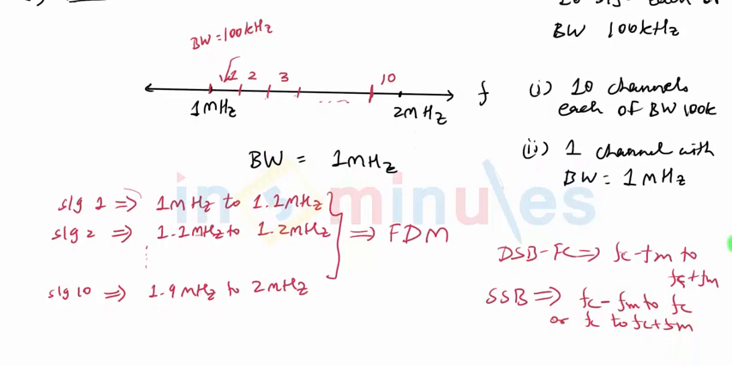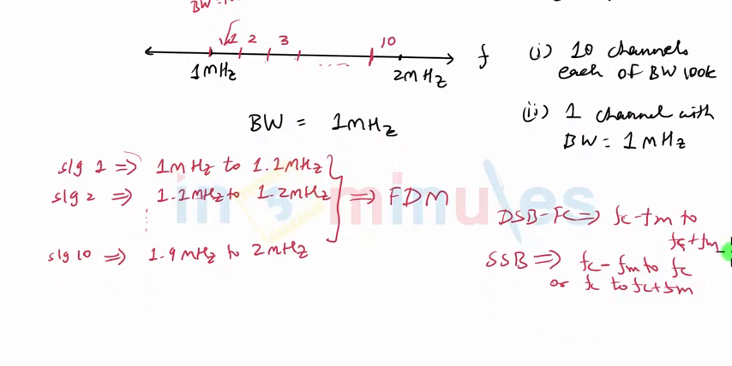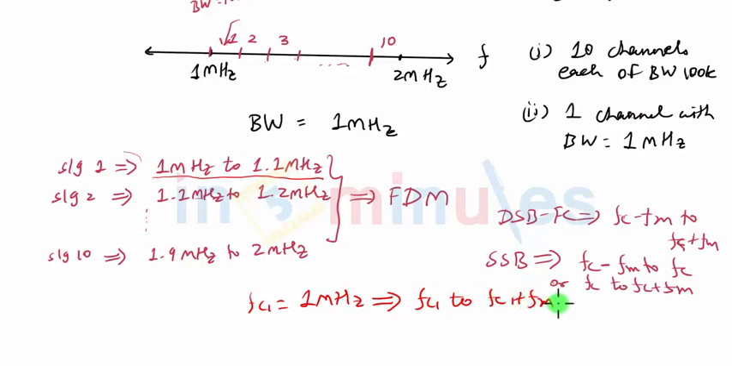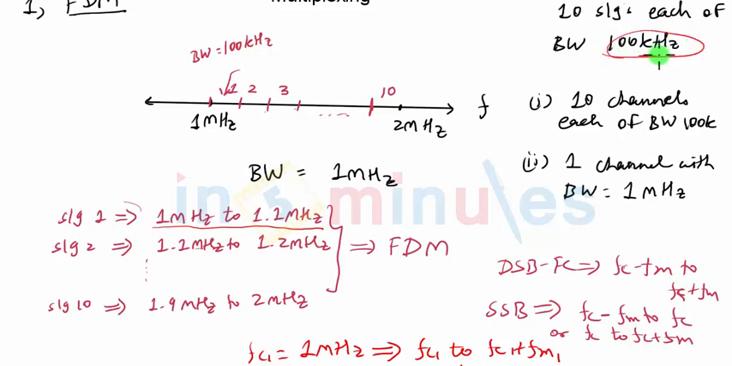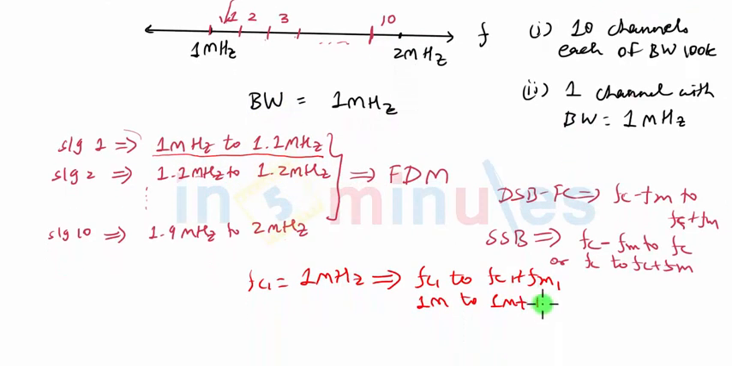So now it becomes very obvious how we will put signal number 1 into the first frequency slot. The first frequency slot starts from 1 megahertz and goes up to 1.1 megahertz. So all we have to do is take the carrier of value Fc1 equal to 1 megahertz, and it will give me the sideband from Fc1 to Fc1 plus Fm1, which will be from 1 mega to 1 mega plus Fm1. Fm1 will be the bandwidth of each signal. We have assumed all the signals to be 100 kilohertz. So 1 mega plus 100k will give me 1.1 megahertz.